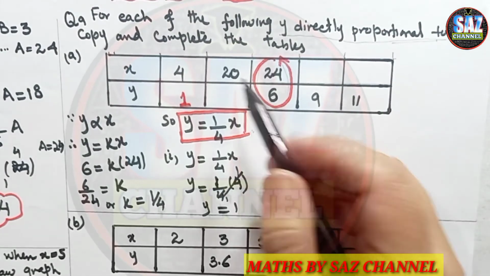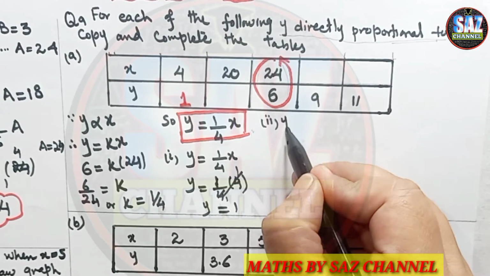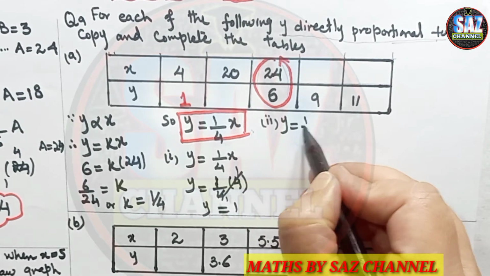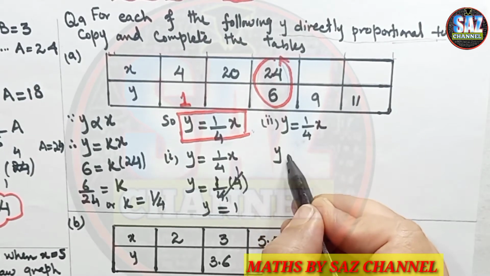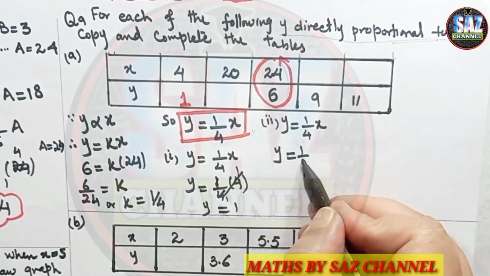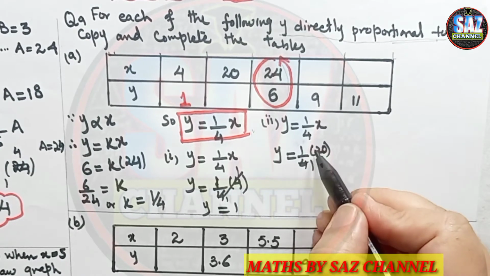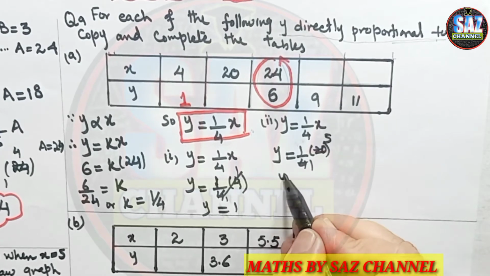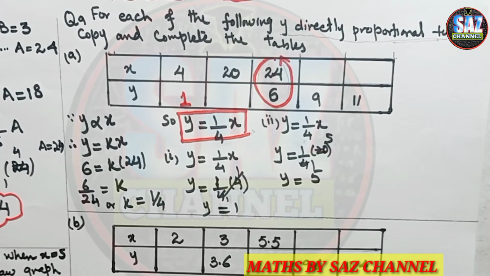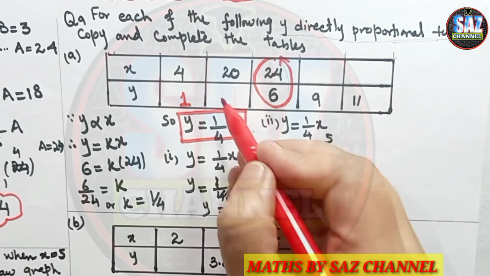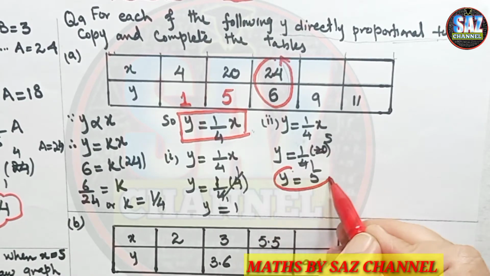Now for the second unknown, the value of X is 20. Again, I have to take the same relationship that Y equals 1 by 4 X. Instead of X, I will be replacing 20. 1 by 4 into 20. 4 fives are 20. So Y will be equal to 5 when X is 20. So here I have to replace the value of Y, which is 5. And now you can block this answer as well.